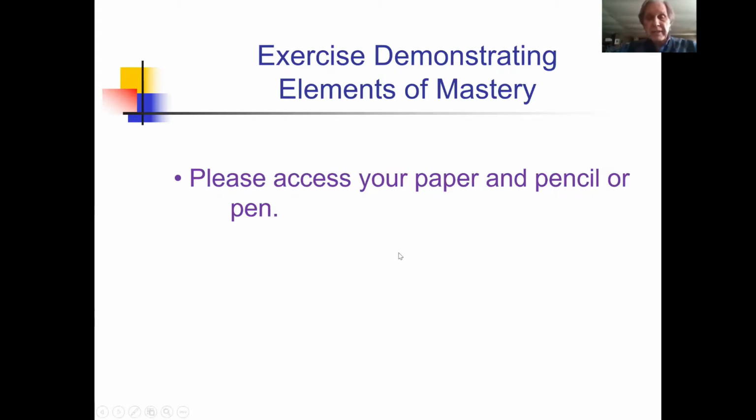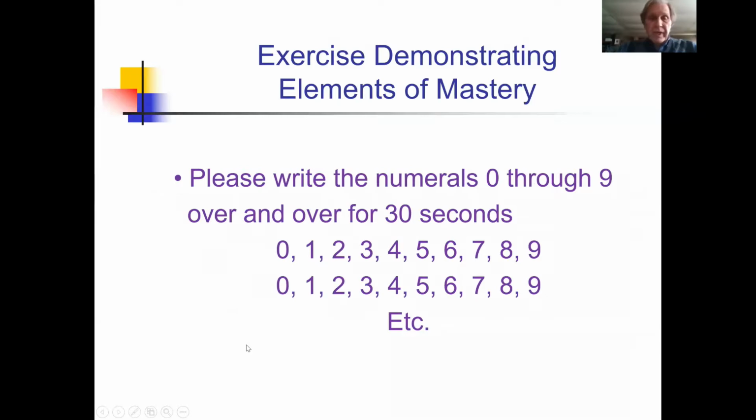So if you'd please access your paper and pencil that we ask you to have prior to the presentation. So we'd like you to write the numerals from 0 to 9 over and over for 30 seconds. So 0, 1, 2, 3, 4, 5, 6, 7, 8, 9, and just keep repeating until the 30 seconds are expired. So I'll begin you. If you're ready, please begin.